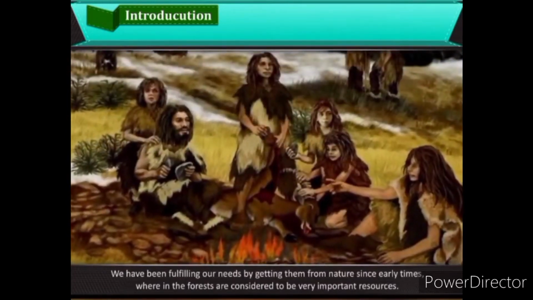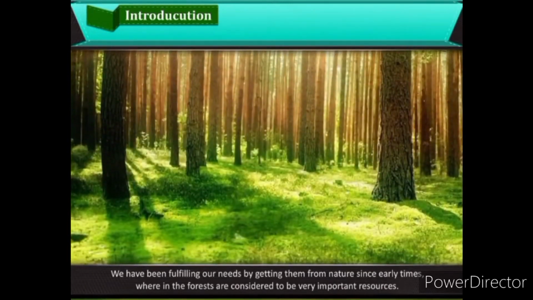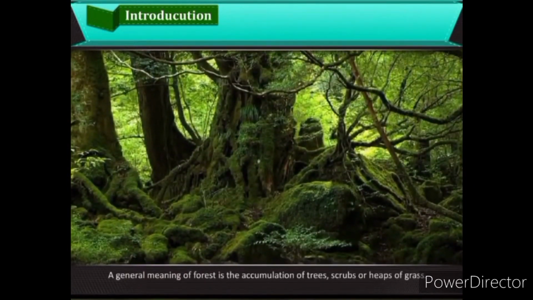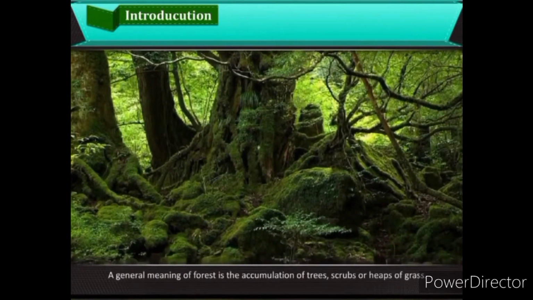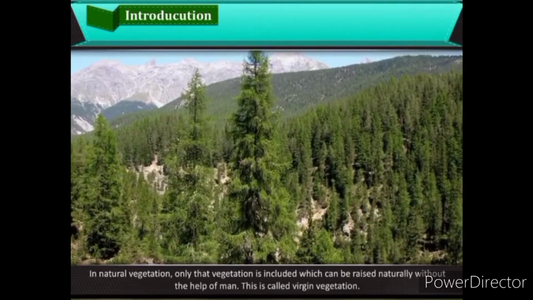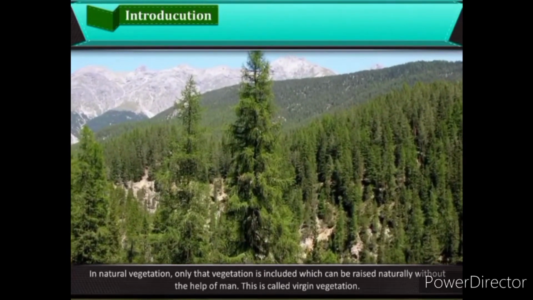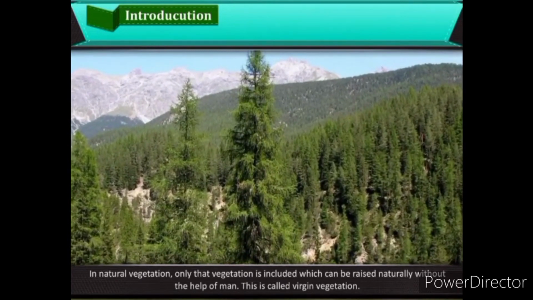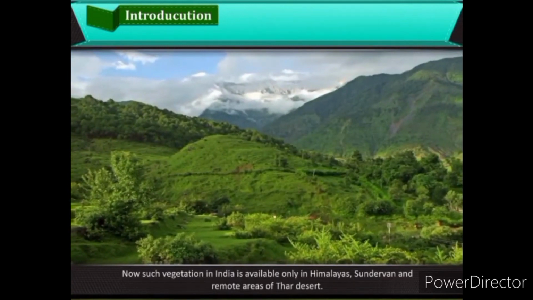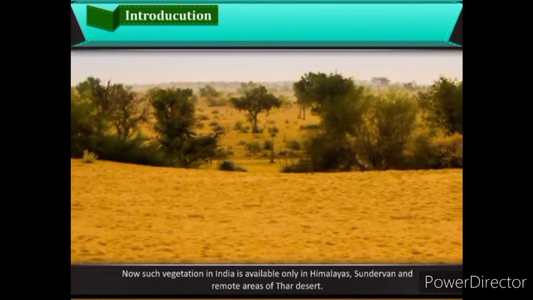We have been fulfilling our needs by getting them from nature since early times, wherein the forests are considered to be very important resources. A general meaning of forest is the accumulation of trees, scrubs or heaps of grass. In natural vegetation, only that vegetation is included which can be raised naturally without the help of man. This is called virgin vegetation. Now such vegetation in India is available only in Himalayas, Sundarban and remote areas of Thar Desert.